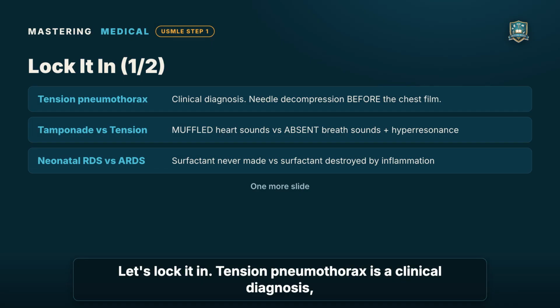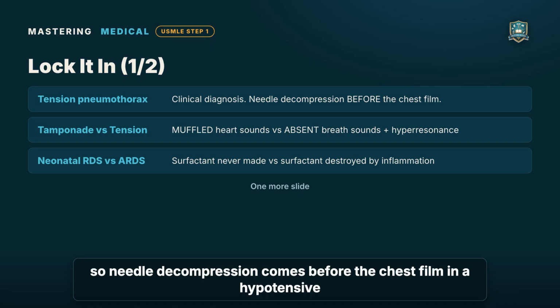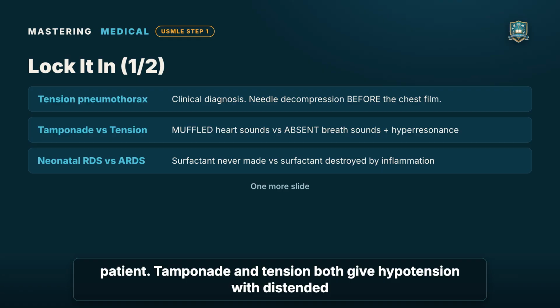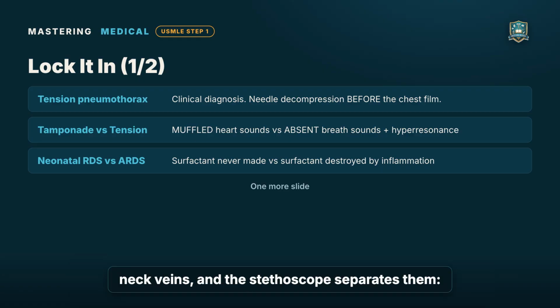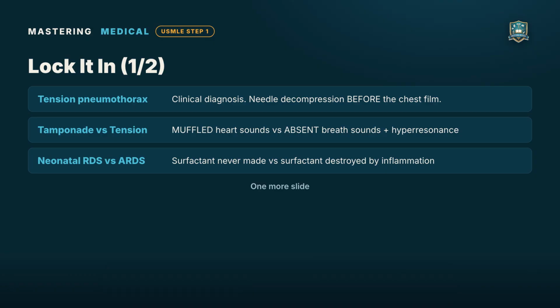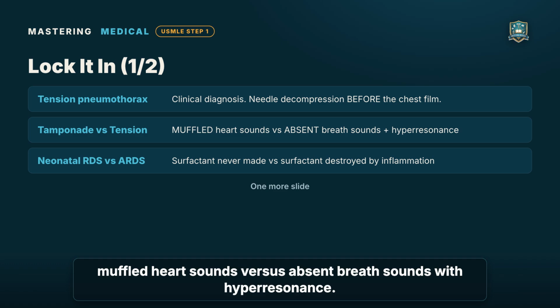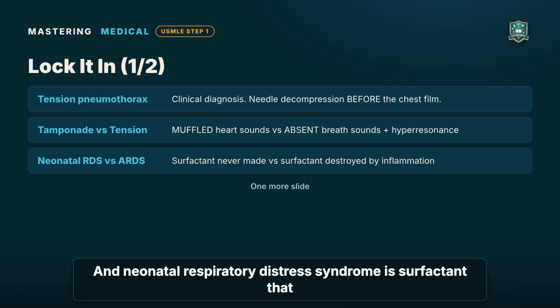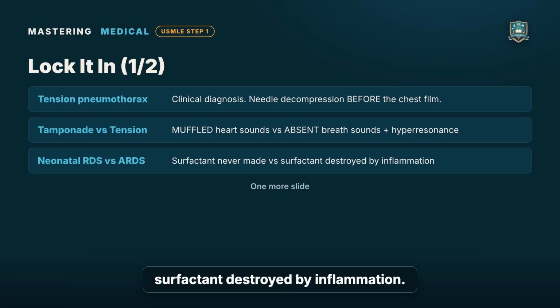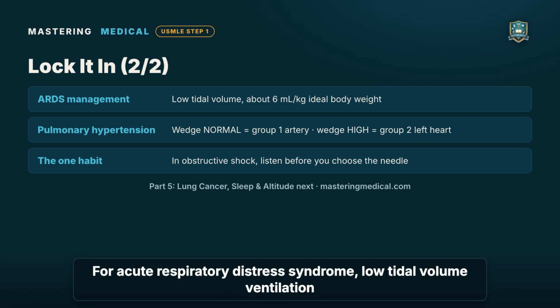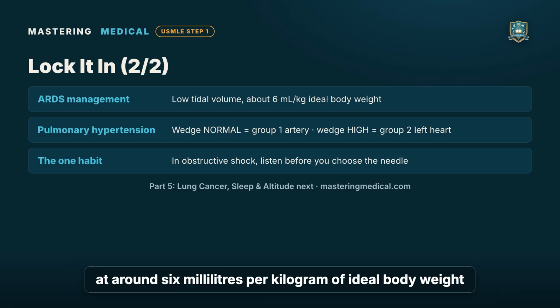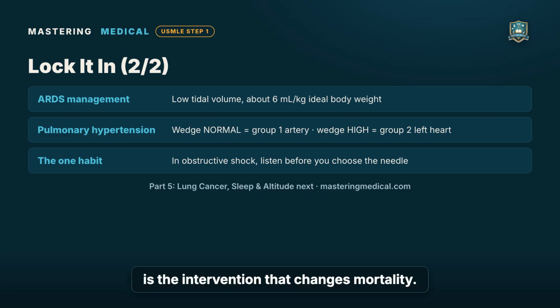Let's lock it in. Tension pneumothorax is a clinical diagnosis, so needle decompression comes before the chest film in a hypotensive patient. Tamponade and tension both give hypotension with distended neck veins, and the stethoscope separates them. Muffled heart sounds versus absent breath sounds with hyperresonance. And neonatal respiratory distress syndrome is surfactant that was never made, while acute respiratory distress syndrome is surfactant destroyed by inflammation. For acute respiratory distress syndrome, low tidal volume ventilation at around 6 milliliters per kilogram of ideal body weight is the intervention that changes mortality.